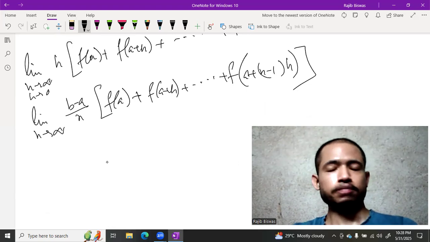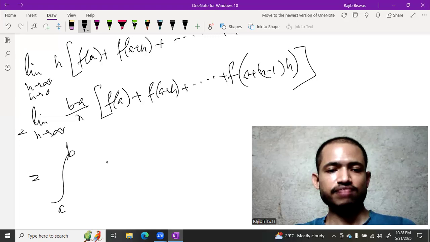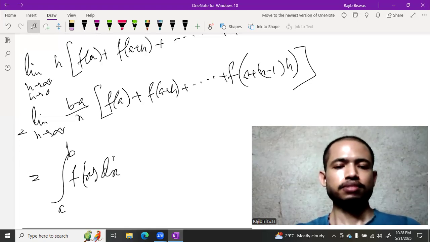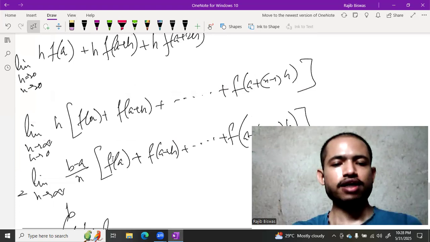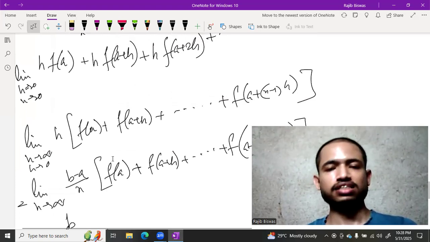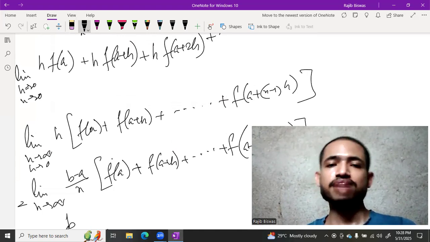Okay, so by the fundamental theorem of calculus, the value of this sum is the definite integral from a to b of f(x) dx. So by this method we can find the bounded region under a function's graph, between the function's graph and the x-axis on a given interval, by finding the definite integral of that function within those limits.